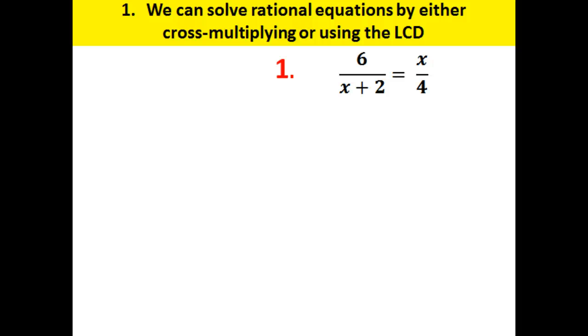Okay, on this rational equation, we're asked to solve it. We can try to do that by combining. It's easier if we can just cross multiply. This is a proportion that we have set up right here.